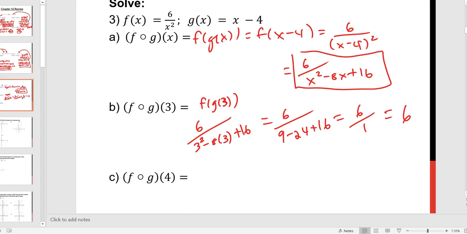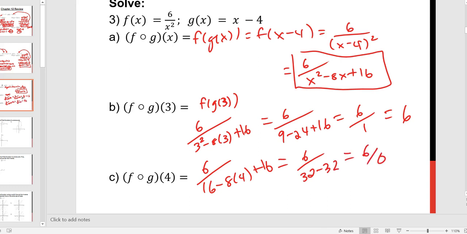What would f of g of 4 be? Well, I could plug in a 4. 6 over 4 squared is 16, minus 8 times 4 is 32, plus 16. We get 6 over 32 minus 32. 6 over 0. What is that? Undefined. Because we put a 0 in the denominator the minute we put a 4. Even though the 4 would not have been a restriction for the g, because we put it in the denominator, it becomes a restriction on our composite function.